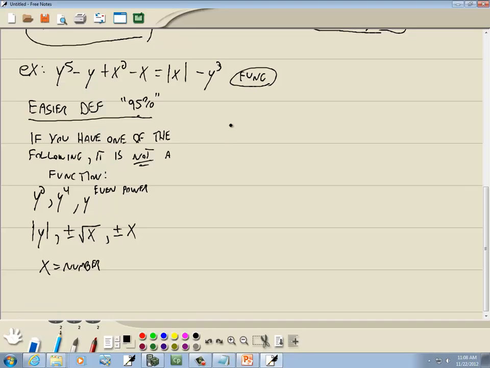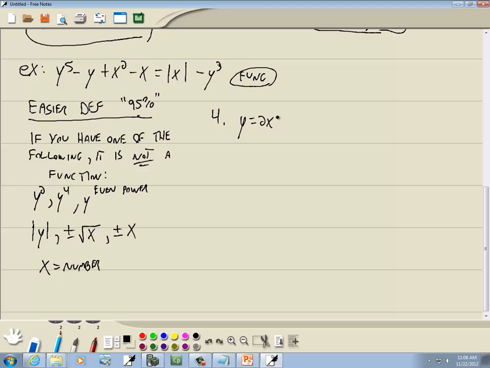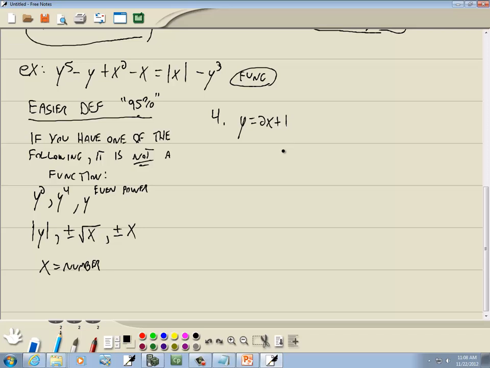Okay, let's look at our fourth example here. We got y is equal to 2x plus 1. The question is to determine whether each equation shows y as a function of x. Well, what we do is we look for these bad things in here. And we don't have any of those in this problem. So this is a function. Yes. For our next one, we got 5x plus 2y equals 7. As I look through here, y to the first power, that's fine. We just can't have y to an even power. So this is a function.